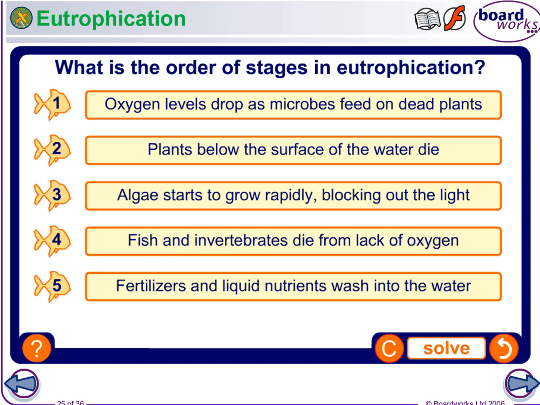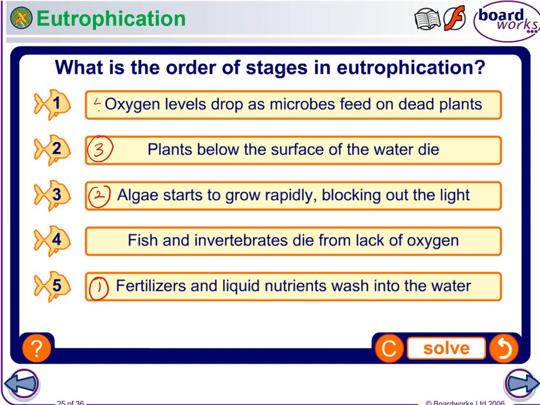So hopefully you've got our fish number 5 statement. That should be our number 1. Fertilizers and liquid nutrients wash into the water. Our statement number 2 is algae starts to grow rapidly, blocking out the light. That's our fish number 3. Statement number 3 is the plants below the surface of the water die because they've got lack of sunlight. So that's our fish number 2.